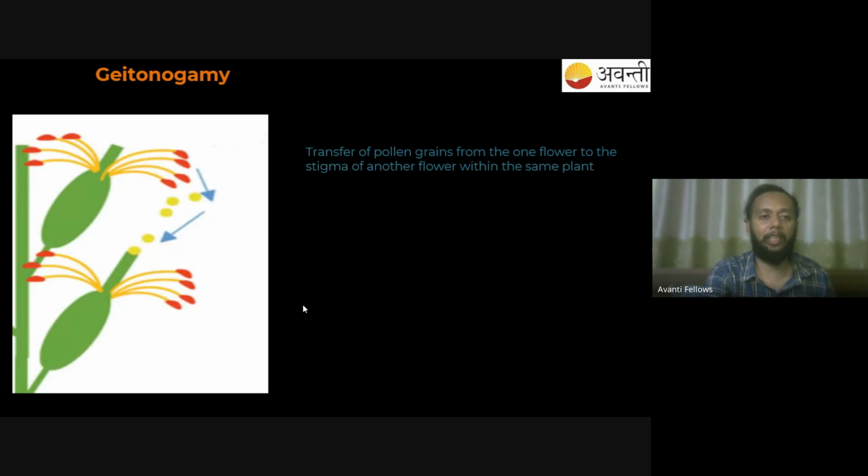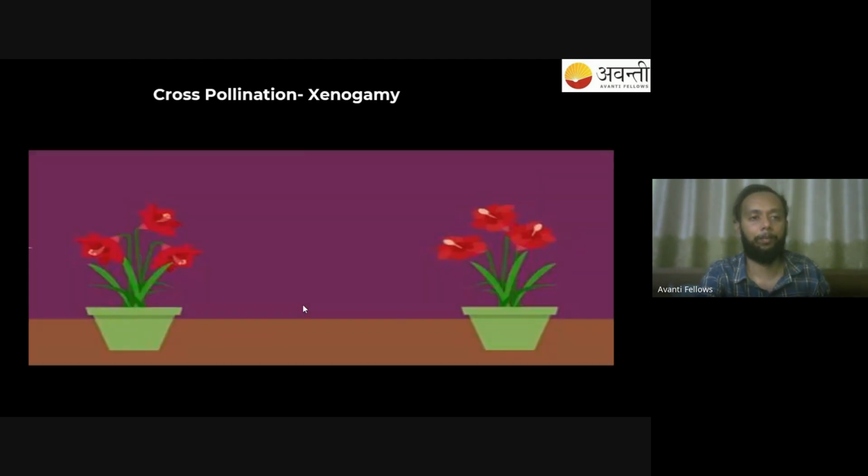Geitonogamy is something we can see. You can see the picture over here. I think it's very understandable. I don't have to repeat this thing again. Same plant but different flower. Simple. Same plant, different flower, right?